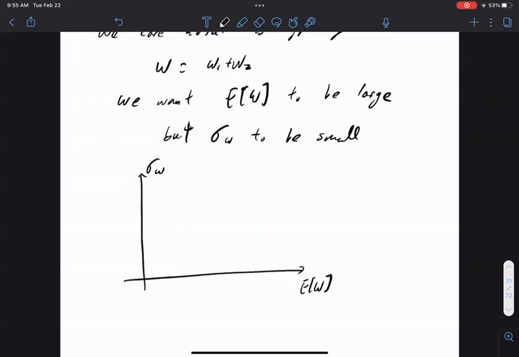You may not be able to achieve this point. Okay, there may not be a point that's here that dominates everything. So normally you have a trade-off where as the mean gets larger and larger, this thing may get larger and larger. Okay, so normally you have this kind of trade-off. But often what this curve looks like is something like this. This may be what the curve looks like.